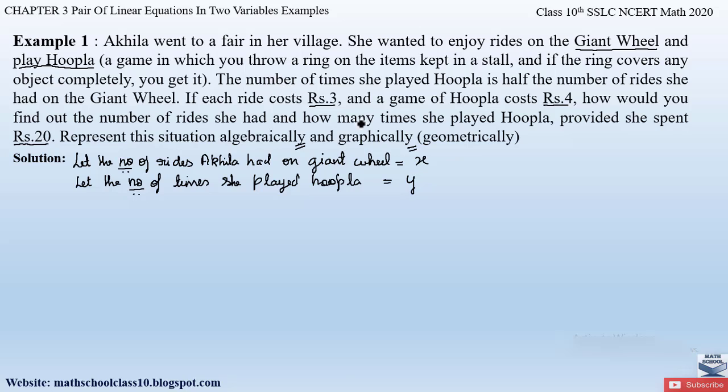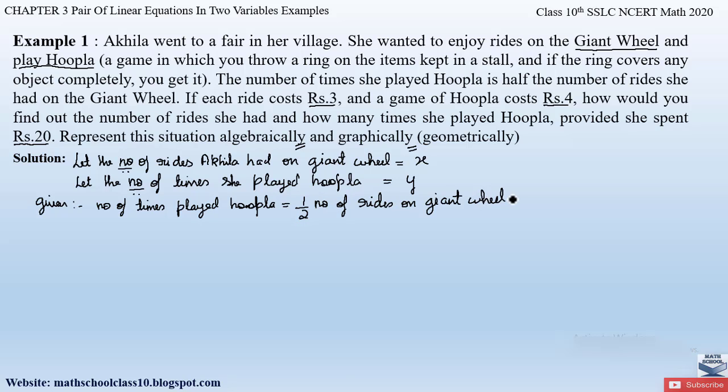Now they have given us two conditions. Here they have mentioned the number of times she played hoopla is half the number of rides she had on the giant wheel. Since it is given number of times she played hoopla is equal to half the number of rides on giant wheel, and since we had assumed number of times she played hoopla as y, so y is equal to half into number of rides on giant wheel, that is x. So we got the first equation, y is equal to half of x. Let us name it as equation 1.